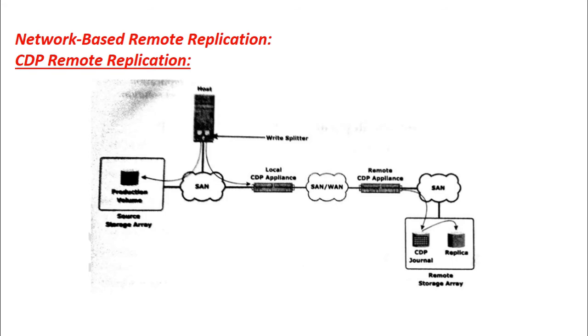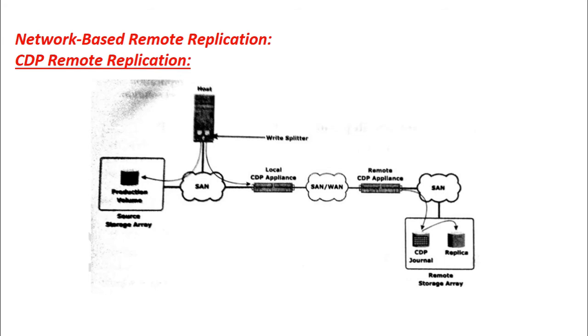After the replication starts, all writes from the host to the source are split into two copies. One of the copies is sent to the local CDP appliance at the source site, and the other copy of the data is sent to the production volume.